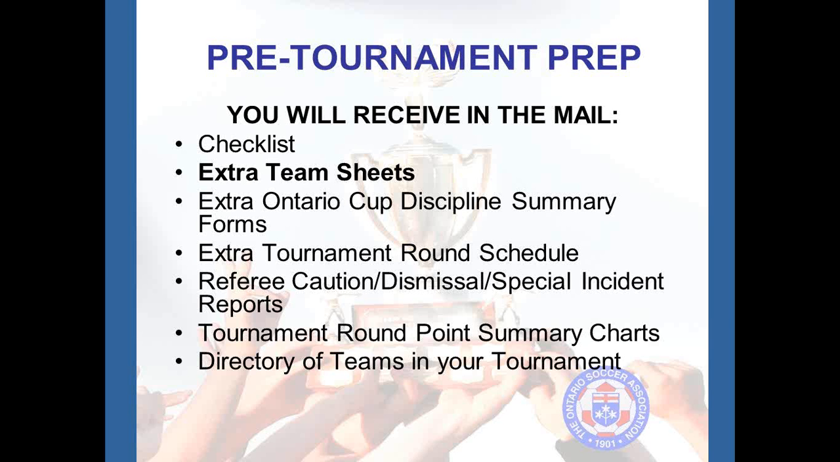Extra Ontario Cup discipline summary forms. We'll talk about this summary form later on in the workshop, but there'll be extra ones provided in the package. A tournament round schedule that you can have on hand. If you don't print it yourself, we'll provide you with one. Referee caution, dismissal, and special incident reports. A tournament round point summary chart, and a directory of teams in your tournament. The directory of teams will provide you with the team name, the contact information, and the team colors that each team will be wearing while they're there.